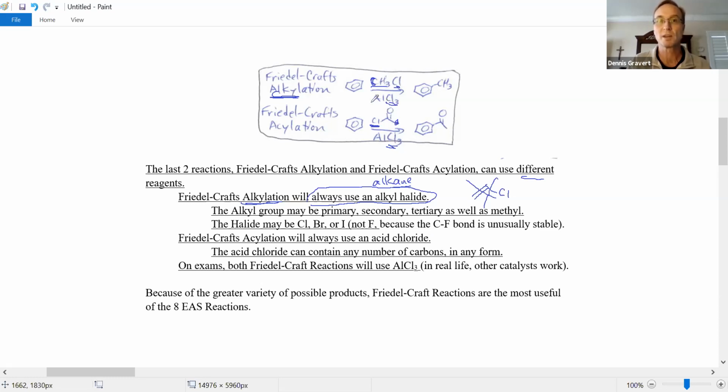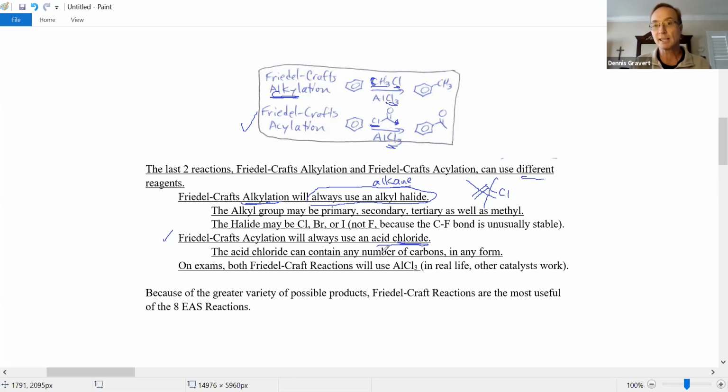However, the alkyl group doesn't have to be methyl. It could be primary, could be secondary, it can even be tertiary. So lots of variety, which makes it really useful because it gives scientists a lot of choices. The halide: chlorine, bromine, iodine, not fluorine, which we already mentioned. The second reaction, Friedel-Crafts acylation, that's always going to use an acid chloride, and we're not going to vary the halide.